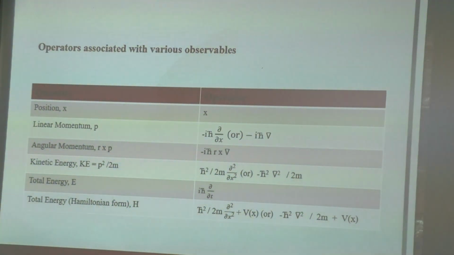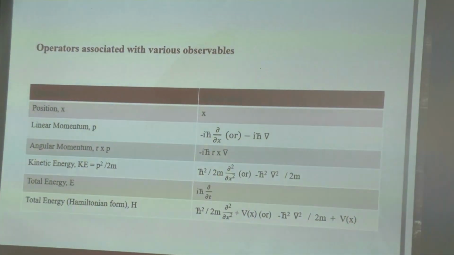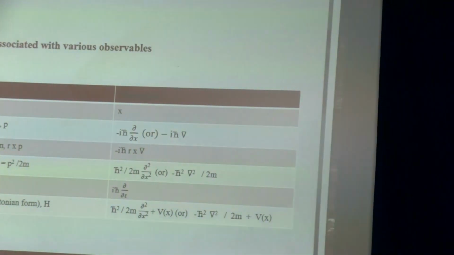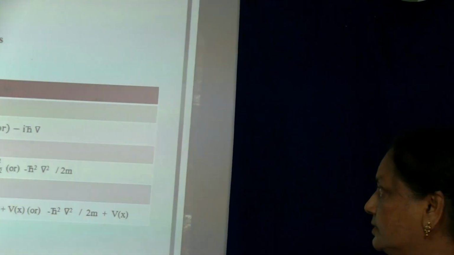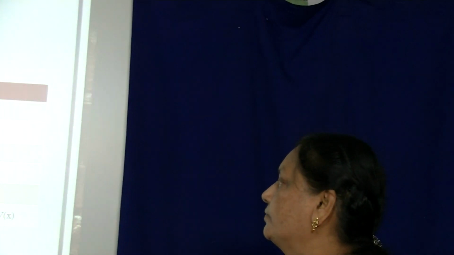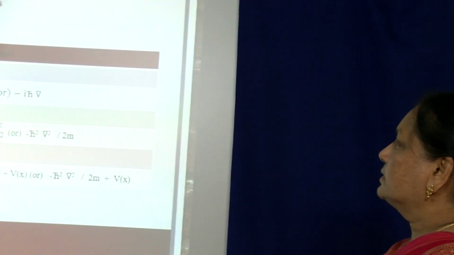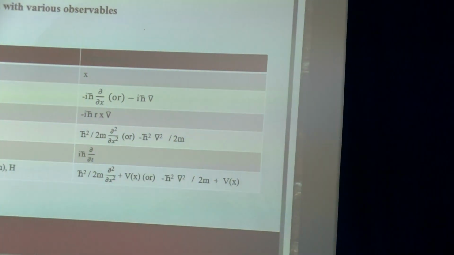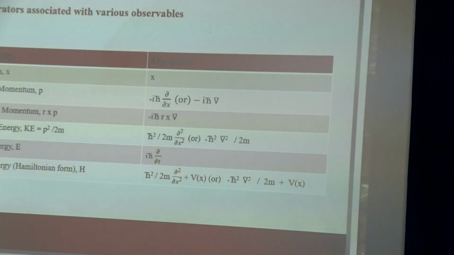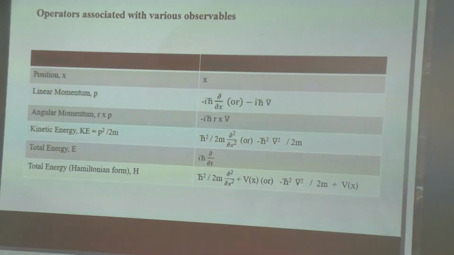The first one is the position, given by x, and the corresponding operator is x. For the linear momentum p, we have the corresponding operator minus i h cross dou by dou x. This dou by dou x is for the single dimensional case. If you take 3 dimensional, we can give it as minus i h cross del. Similarly, for angular momentum, the formula is r cross p.